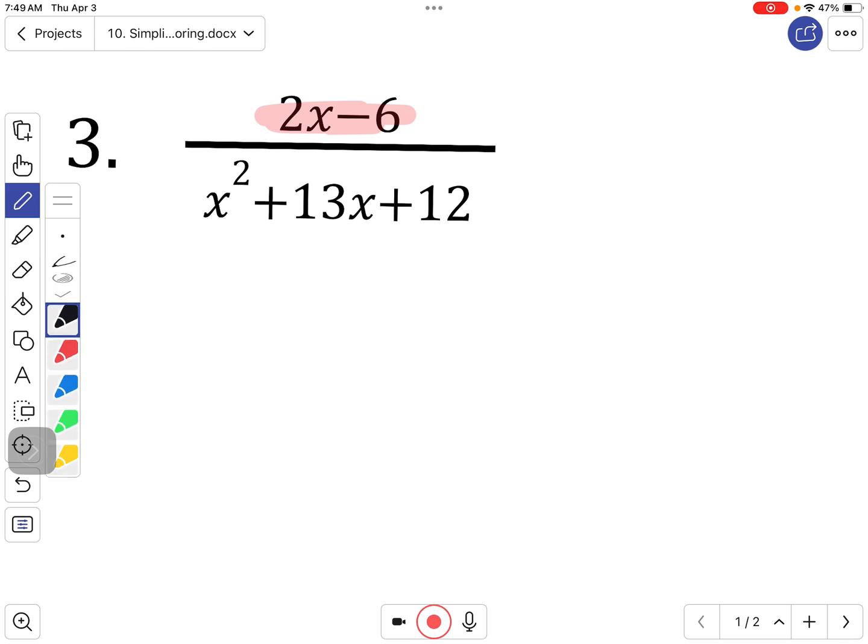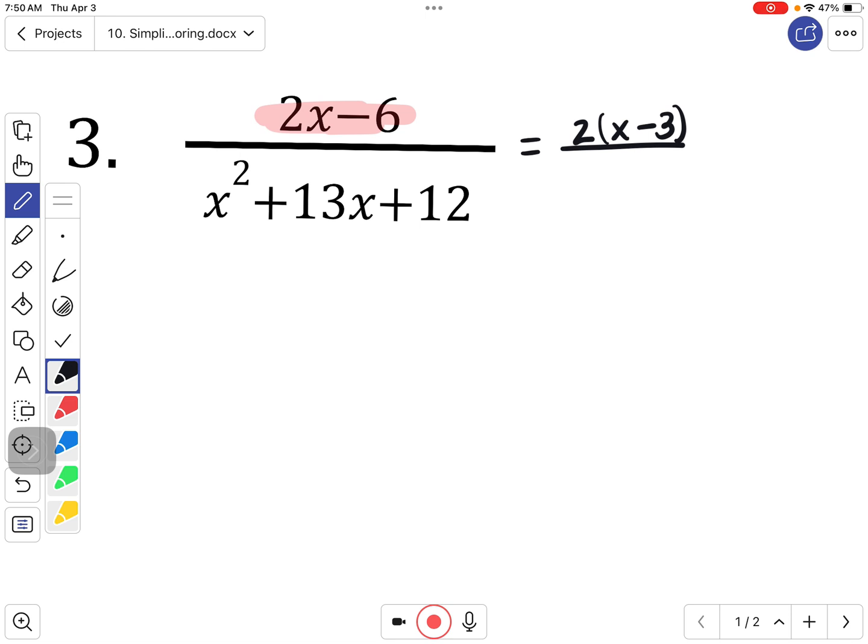So if I were going to do that, my top, I'm going to put my 2 on the outside. If I had 2x divided by 2, that just leaves me with an x left over. And if I had a negative 6 divided by 2, that's going to leave me with a negative 3. Okay, so the first thing I did was take my greatest common factor out of that top one. It's not a squared value, so I didn't have to factor it, but I do have to look to see if it has a greatest common factor.